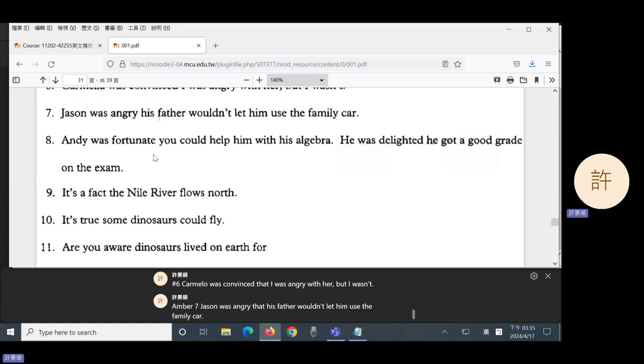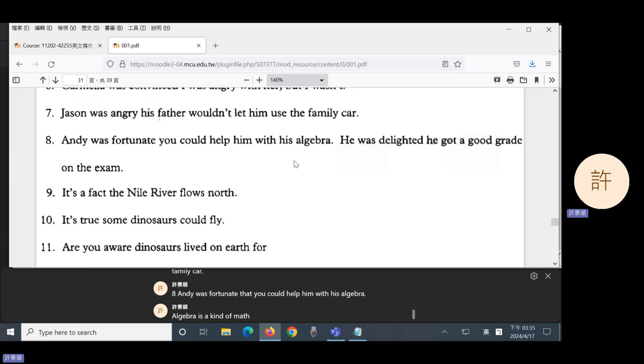Number eight, Andy was fortunate that you could help him with his algebra. Algebra is a kind of math using X and Y. He was delighted that he got a good grade on the exam.